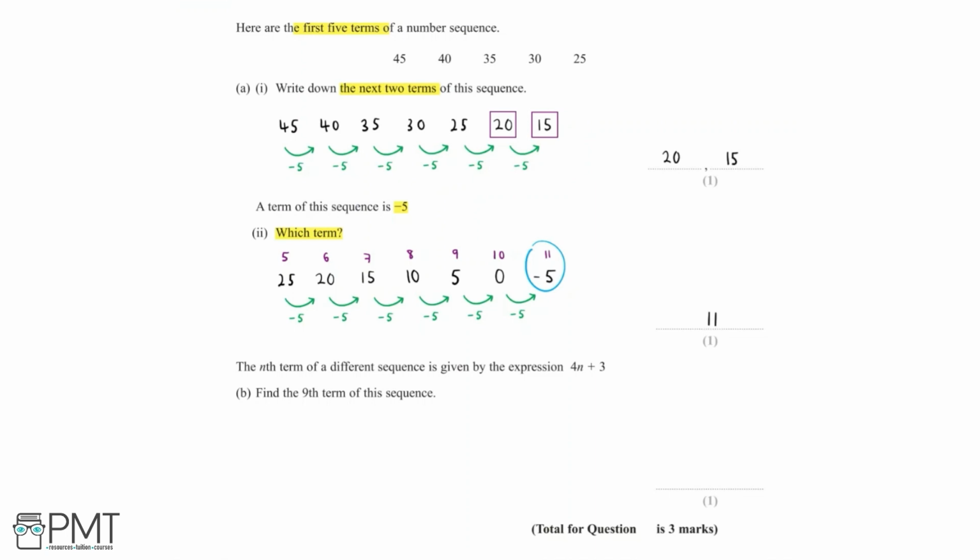Then we're told that the nth term of a different sequence is given by the expression 4n plus 3. And in part b, we need to find the ninth term of the sequence. Now to find the ninth term, we're finding the term when n is equal to 9. And so we need to find the value of 4n plus 3 when n is equal to 9. 4n plus 3 would be equal to 4 multiplied by 9 plus 3. 4 times 9 is 36, and so 4 multiplied by 9 plus 3 is equal to 36 plus 3, which is equal to 39. And so we've found that the ninth term of this sequence is equal to 39.